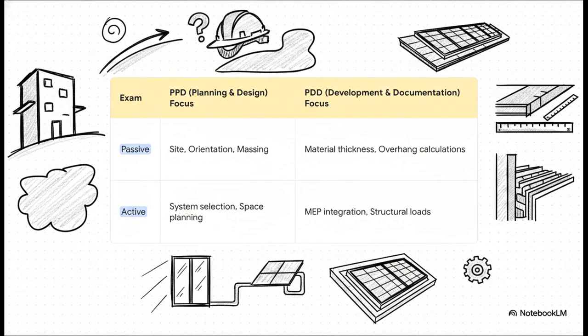And this chart breaks down the difference between the two exams perfectly. PPD is all about the big early moves. It's asking, where does the building go? What shape should it be? PDD is about the nitty-gritty details. It's asking, okay, how thick is that wall? What are the flashing details for these collectors on the roof? Knowing which hat to wear is absolutely key.